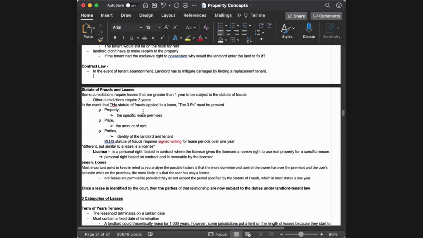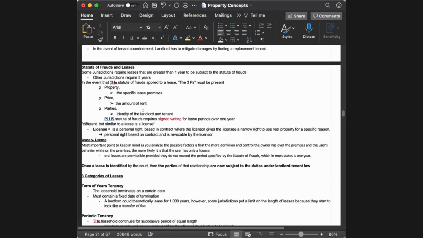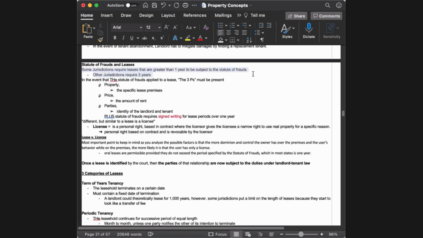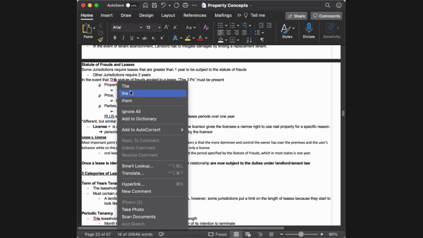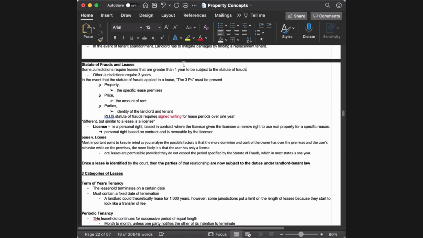Okay. Statute of frauds in leases. Some jurisdictions require leases that are greater than 1 year to be subject to a statute of frauds. Other jurisdictions require 3 years. This is just something to keep in mind. Don't get into the weeds on it. You may just want to keep an eye out for it. I can't see how this would end up being important on the exam.